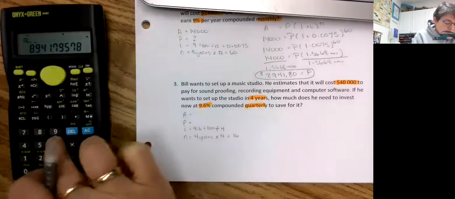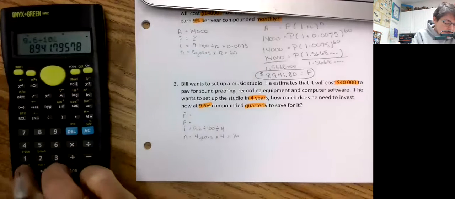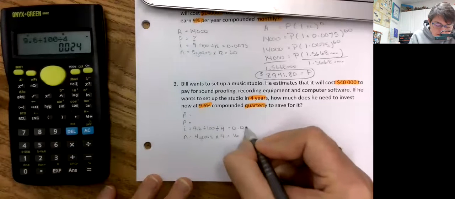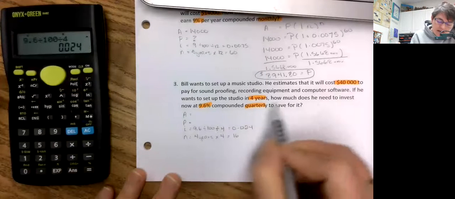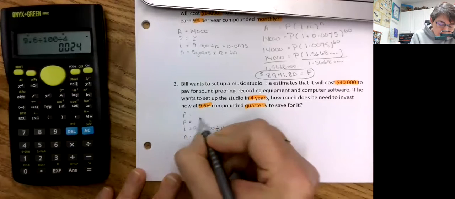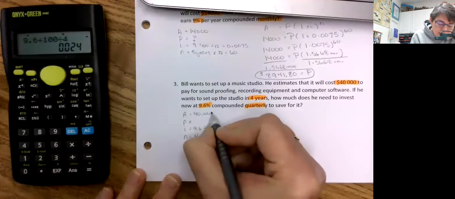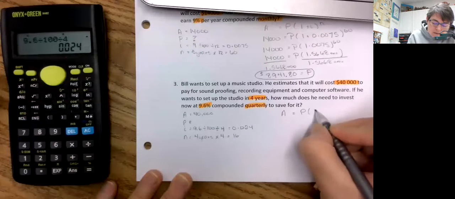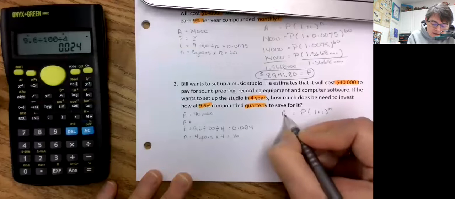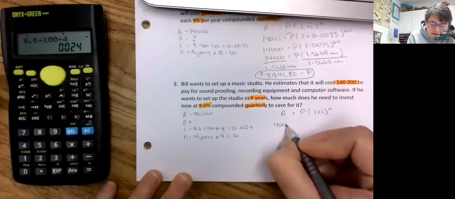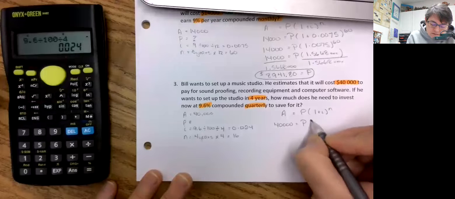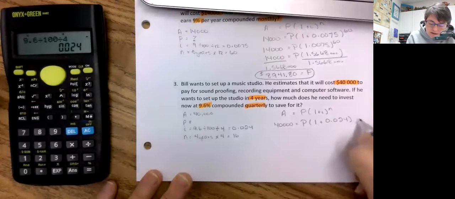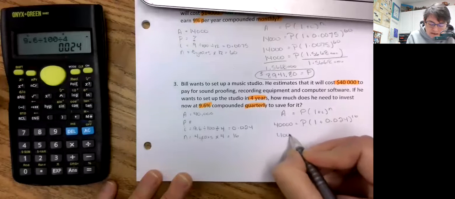So 9.6 divided by 100, divided by 4, 0.024. And he wants $40,000 at the end, and he wants to know what to invest now. So 40,000 goes up here for amount at the end. So A, P, 1 plus I, N. 40,000 is equal to P, which I don't know, 1 plus 0.024, 16. Let's add that up.